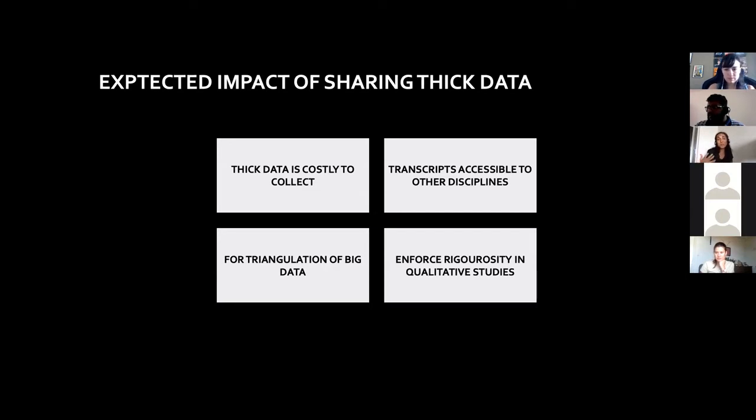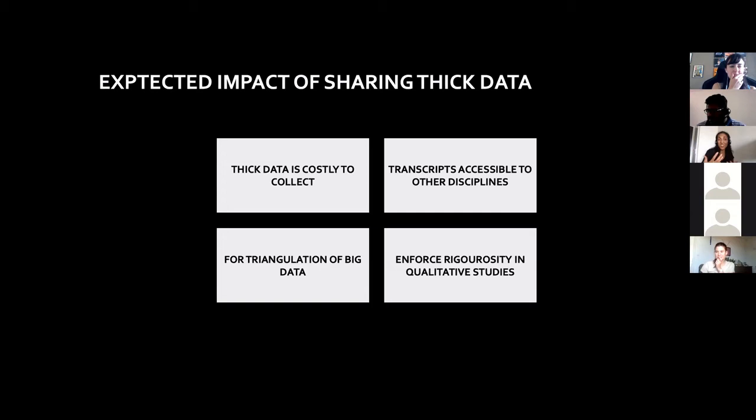Now, of course, we do this because we feel there is an expected impact and benefit to the community. One of them is that thick data is very costly to collect. The moment we can share this with others, we are hopefully helping them avoid a lot of this effort and have easy access to the data itself. Secondly, the transcripts can be used by completely different disciplines than we intended from the beginning. For example, linguistics can access our data sets and see how in different regions in Holland they use certain languages for specific purposes, just to name an example.